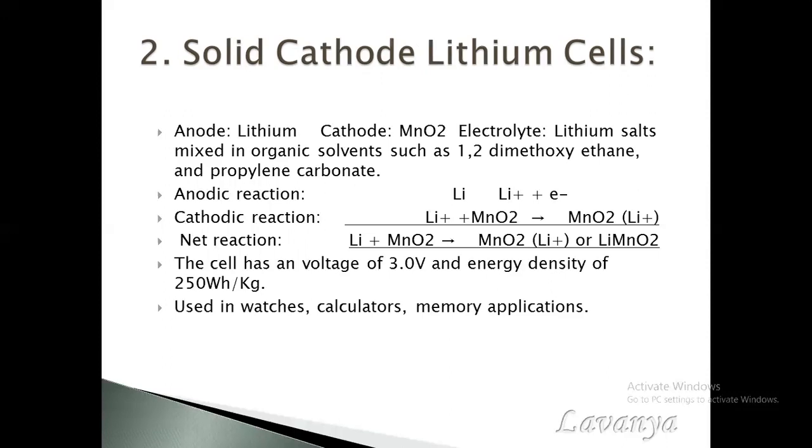1,2-dimethoxyethane and propylene carbonate. And the anodic reaction is lithium produces lithium ion plus electrons, and at the cathode the electrons transfer towards the MnO2, and Li+ is involved in the reaction and we get MnO2 Li+, or else I can write it as LiMnO2. This voltage is 3 volts, and the energy density is less compared with the liquid cathode lithium cells, which is 250 watts per kg. These are used in watches, calculators, and memory applications.